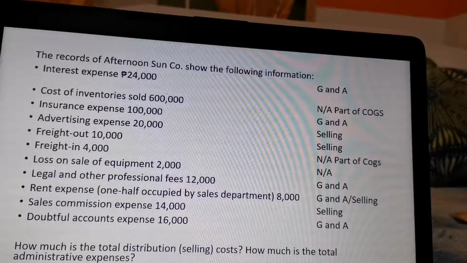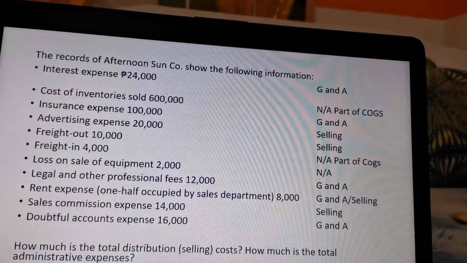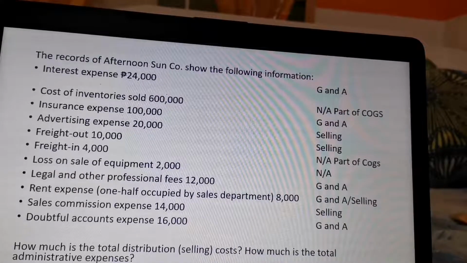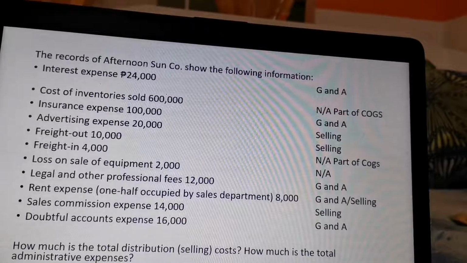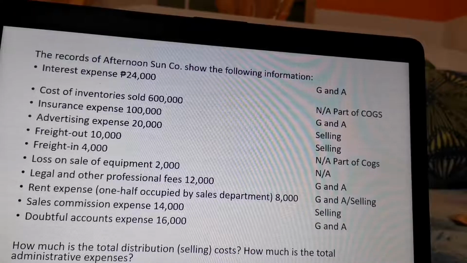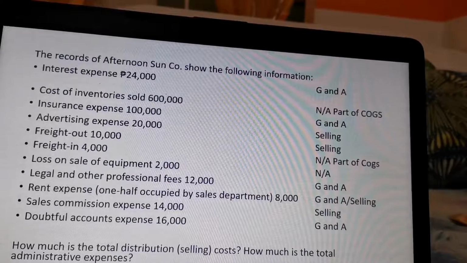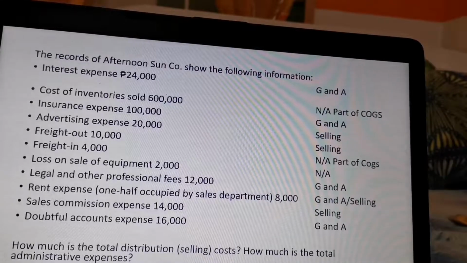So isa-isahin ulit natin. Interest expense, 24,000. It is actually a general and administrative expenses. Yan. Next ay cost of inventory sold, 600,000. Not applicable kasi isa siyang part ng cost of goods sold. Yan. Insurance expense, we have 100,000. Actually, itong insurance expense is a general and administrative expenses. Ito, advertising expense. Siyempre, gaya nga ng sinabi natin kanina, it is a selling expense.